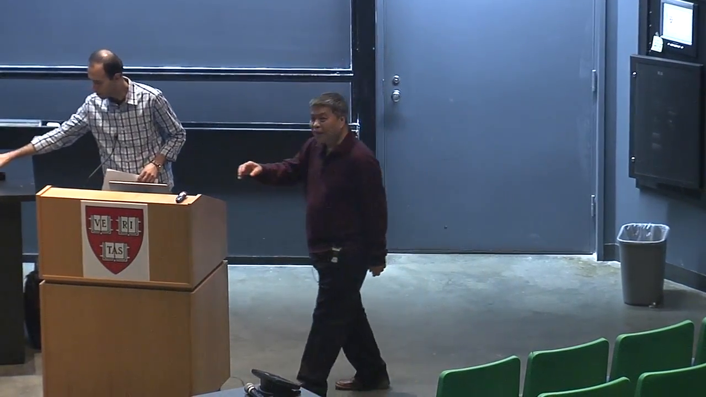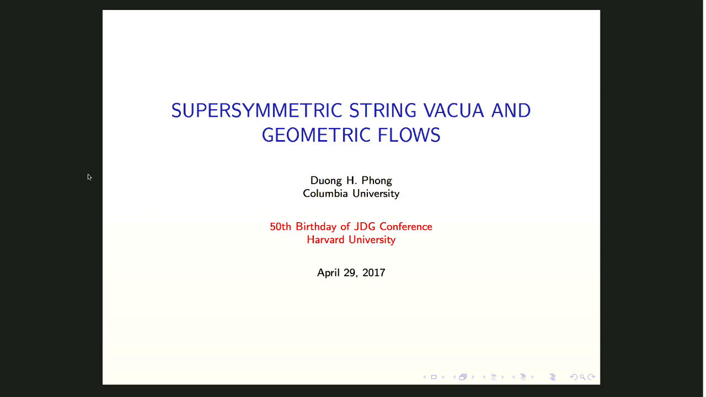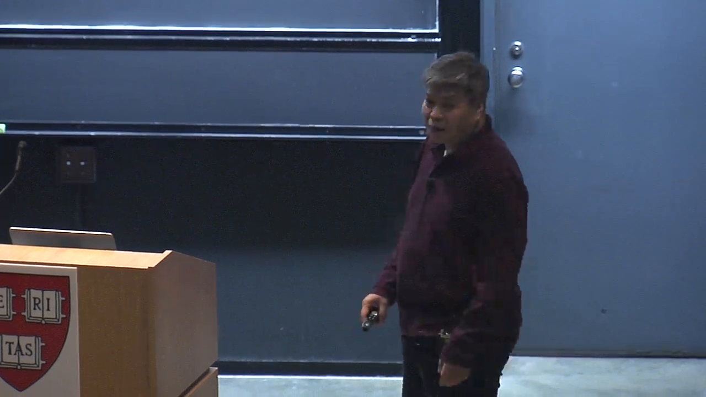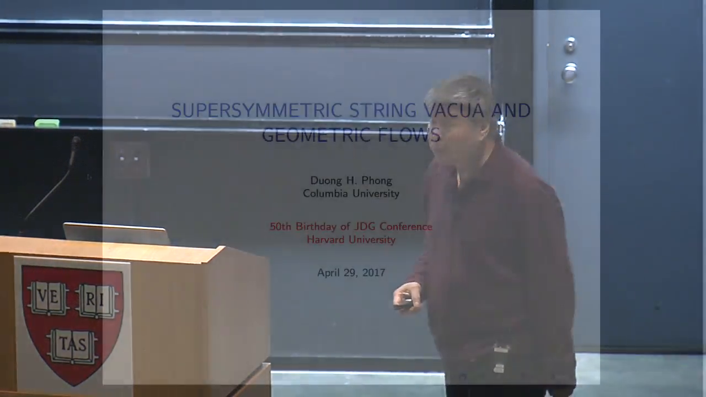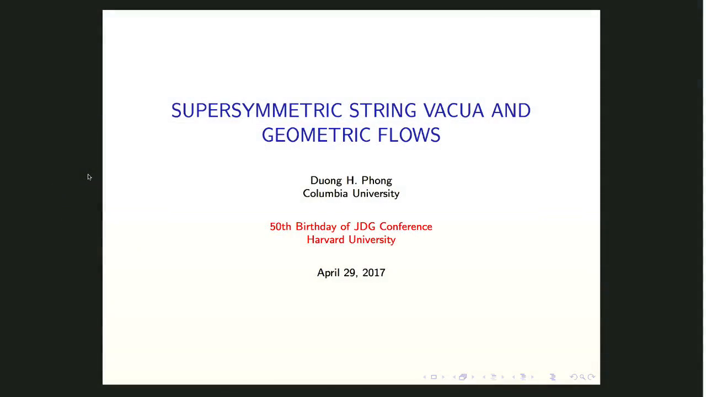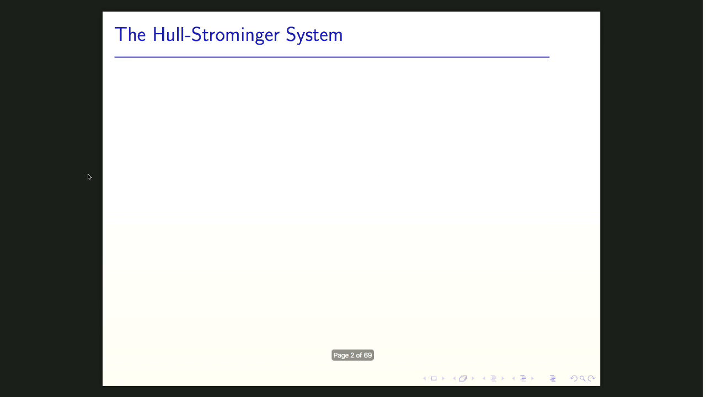So first, I would like to thank the organizers for the invitation to participate in this very nice celebration of JDG. So today, I would like to talk about a particular system of partial differential equations, which arises from string theory, but may be quite interesting from the point of view of complex geometry as well. So this system is sometimes called the Hull-Strominger system. And let me try to describe it in some detail, and we gain some familiarity with it.